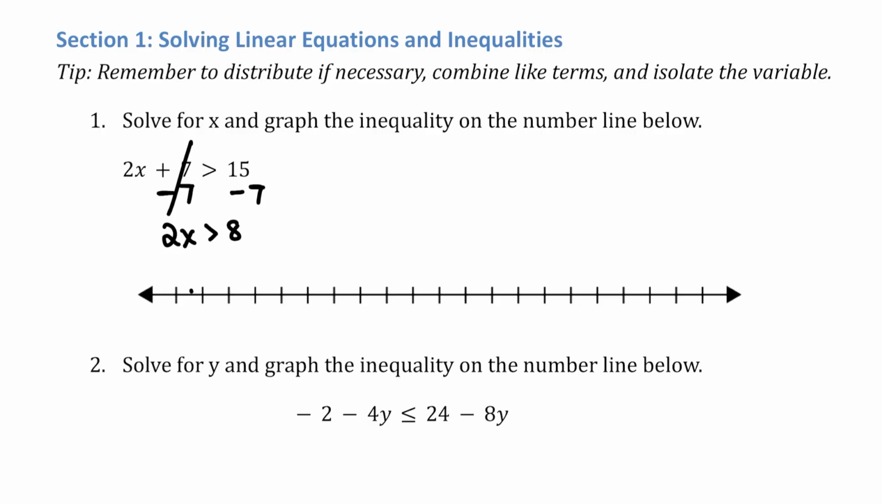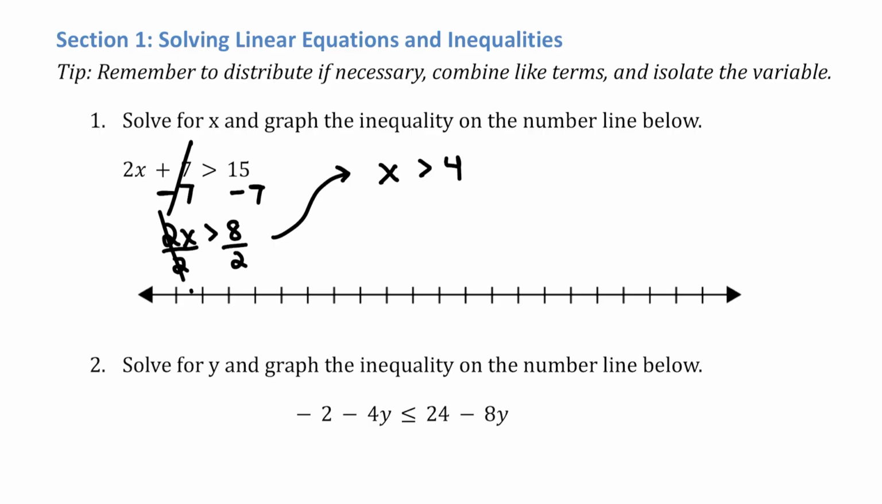We're still not done. We still have a 2 next to the x, and that's 2 times x. So we're going to divide both sides by 2 to get x by itself. 2 divided by 2, that cancels out to a 1. 8 divided by 2, that is a 4. I'm going to move our answer up here. So we're going to have x is greater than 4.